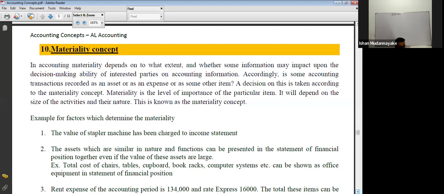Purchasing a cargo flight for a business. If the business is an aviation business and buys a cargo flight, that is material in nature. Similarly, if it buys a helicopter. That is materiality.